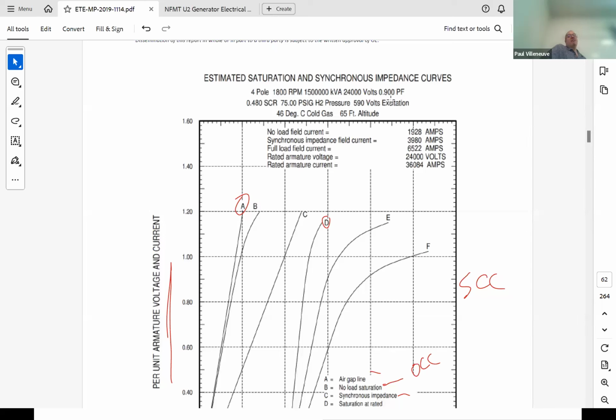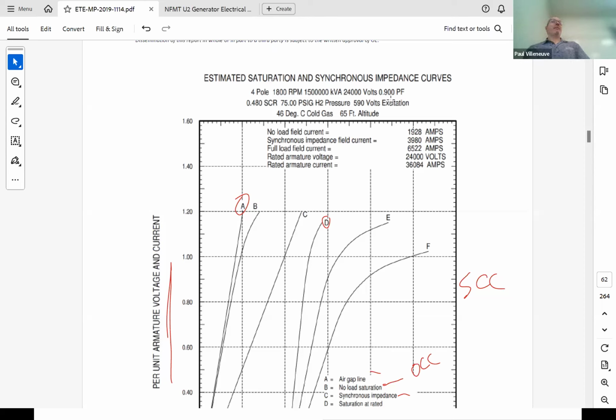Some utilities will say, that's fine, but you can only sell power to us at a 0.9 lagging power factor, which means if you've got a 10 megawatt capable generator at 0.95, you have to back off the amount of real power that you can sell to the utility until you get your power factor to be 0.9.